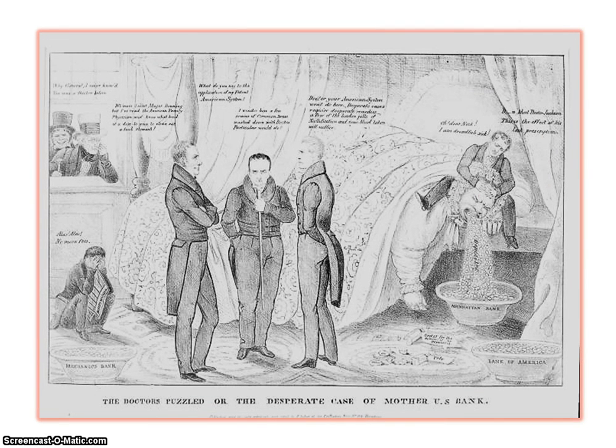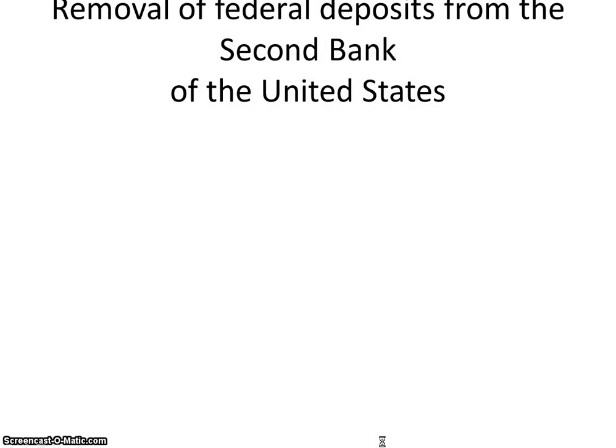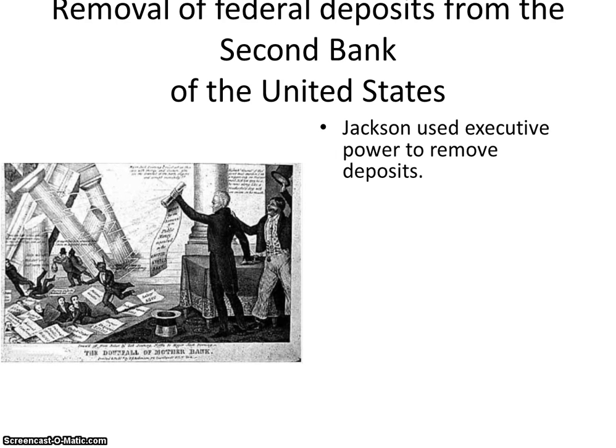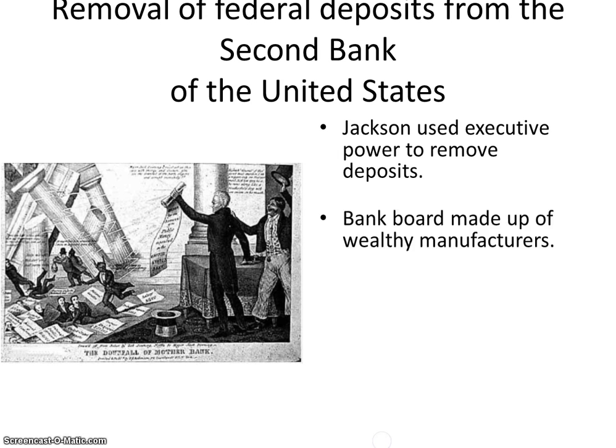So you can see that cartoons at the time are reflecting this bank war. Here you have doctors puzzled by the desperate case of Mother Bank, what to do with her. She's very ill. They're thinking about it. So you have the removal of federal deposits ordered by Andrew Jackson from the Second Bank of the United States and placed in friendly banks. He used his executive power to do that.